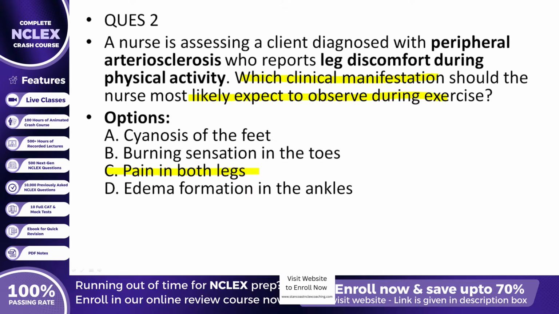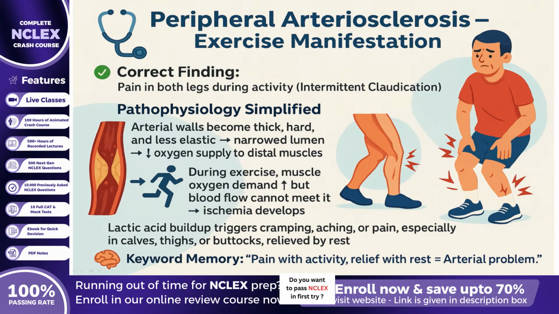To understand this clearly, peripheral arteriosclerosis is a chronic, progressive condition in which the arterial walls become thickened, hardened, and less elastic, leading to narrowed vessel lumens and reduced oxygen delivery to the distal tissues. During exercise, when the client's leg muscles demand more oxygen, the narrowed arteries fail to supply adequate oxygenated blood. This mismatch results in ischemia, causing the muscles to produce lactic acid and metabolites that trigger cramping, aching, or pain, a hallmark symptom known as intermittent claudication.